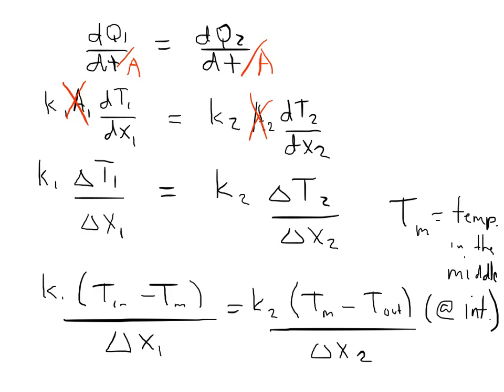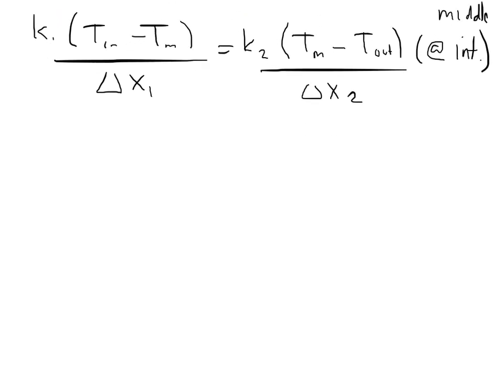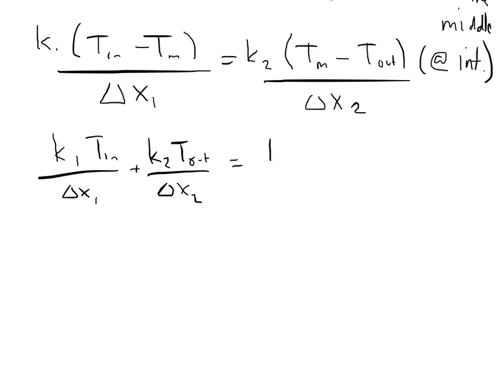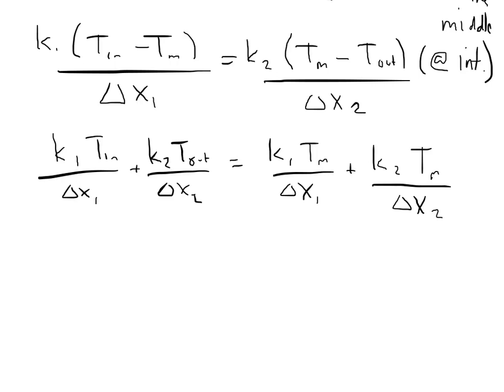And so you need to make sure that you're going consistently left to right, or right to left in this case. So this is the rightmost in our picture, second most, and then T out is the third most. And so now what we're going to do is reshuffle some of our terms. So we'll move up here, and I'm going to move all of the T sub m's to the right-hand side, and I'm going to move all of the other things that we know to the left-hand side. And I'm going to say that K1 T in over delta X1 plus K2 T out over delta X2 is equal to K1 T middle, T sub m, over delta X1 plus K2 Tm over delta X2.